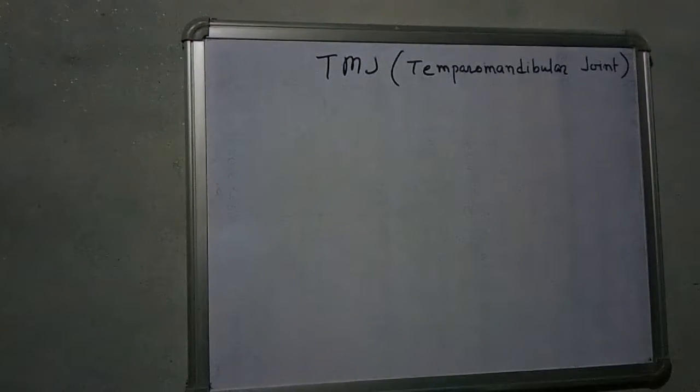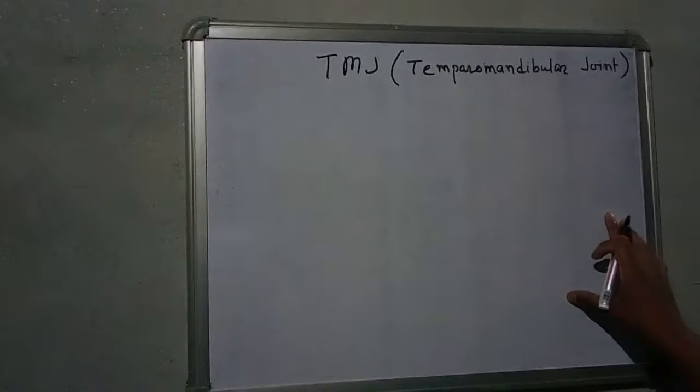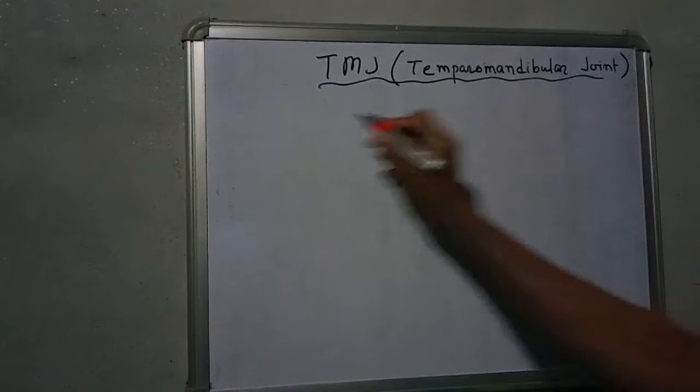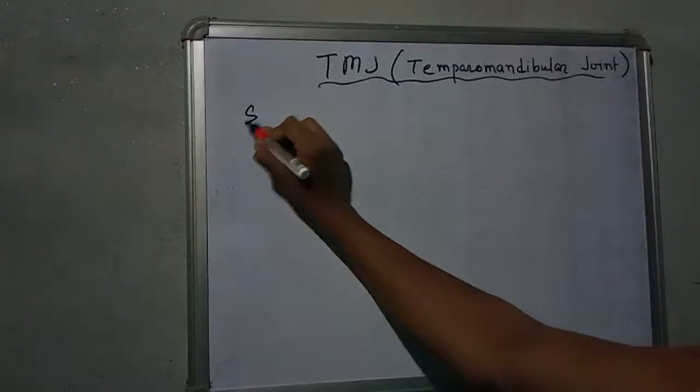articular eminence and the anterior part of the glenoid fossa. You can feel the TMJ near the ear. So the articular eminence and the anterior part of the glenoid fossa of the temporal bone above, and the condylar head of the mandible below. The TMJ is a synovial joint.